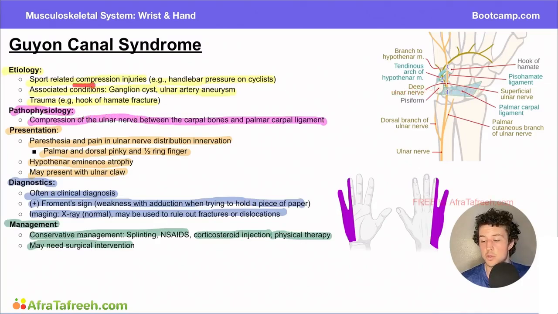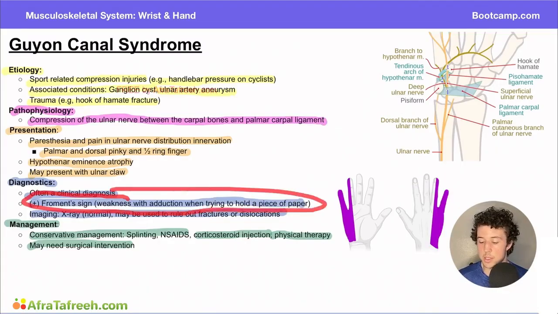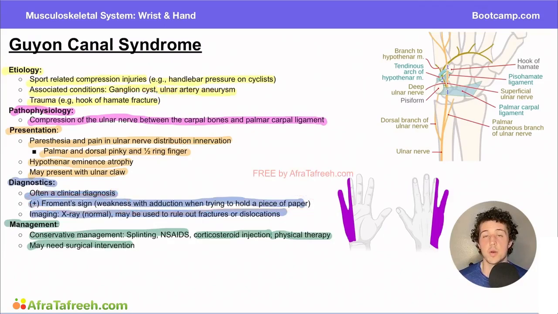So this patient is a construction worker, so maybe using a jackhammer or just has compression from his hands at work. So our patient comes in and has weakness in his medial hand as well as decreased sensation on that dorsal pinky and half ring finger. So we suspect ulnar nerve injury. And since there is no worsening of the symptoms with flexion at the elbow, we are beginning to think Guyon canal syndrome rather than cubital tunnel syndrome. And again, the Froment sign will be testing adduction of the thumb. So adductor pollicis is the muscle involved. The ulnar nerve is the innervator of that muscle.